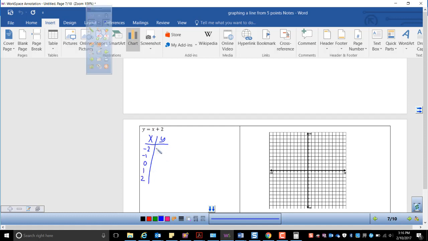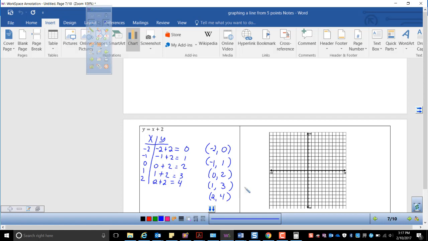This one you're not multiplying by anything, so you just put in negative 2 plus 2 is 0. Negative 1 plus 2 is 1. 0 plus 2 is 2. 1 plus 2 is 3. 2 plus 2 is 4. Notice this pattern. You're going to see lots of patterns when you're doing these, so start looking for the pattern. So you get negative 2, 0, negative 1, 1, 0, 2, 1, 3, 2, 4.